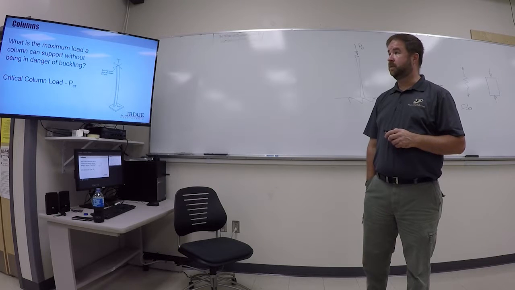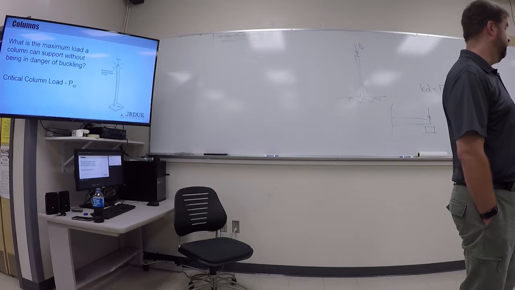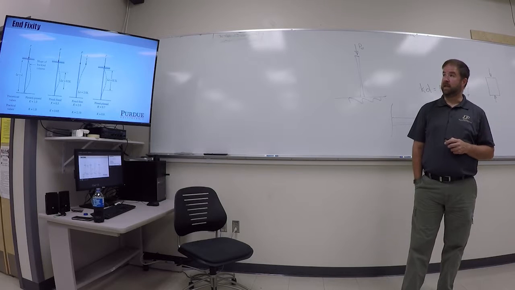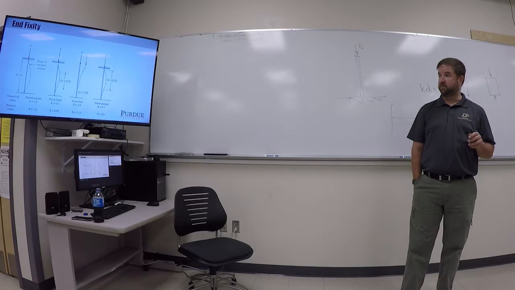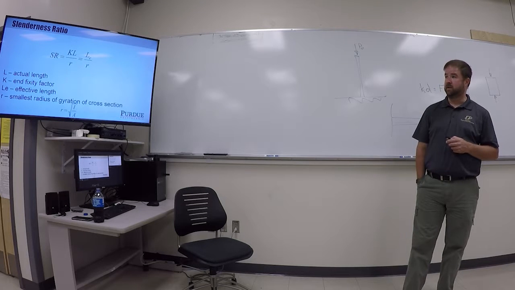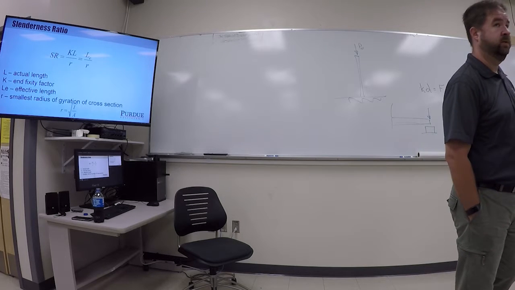With the columns that we did in 211, we're trying to calculate the maximum load that it can handle without buckling. We called that the critical column load. The end fixity was important, whether it was pinned or fixed or fixed-free. There was a factor for that. And then we calculated what was called the slenderness ratio. The slenderness ratio was a relationship of the length, the end fixity factor, and the radius of gyration of the cross section. And if you recall, does anybody remember what the radius of gyration is?